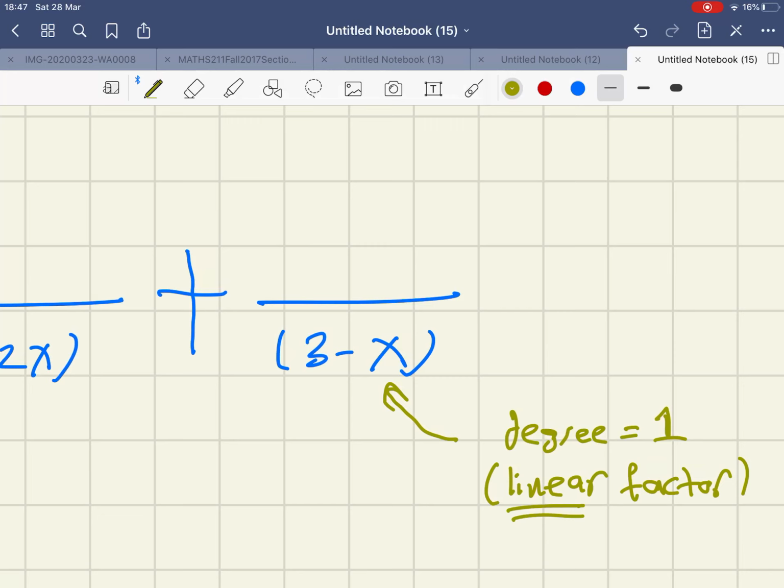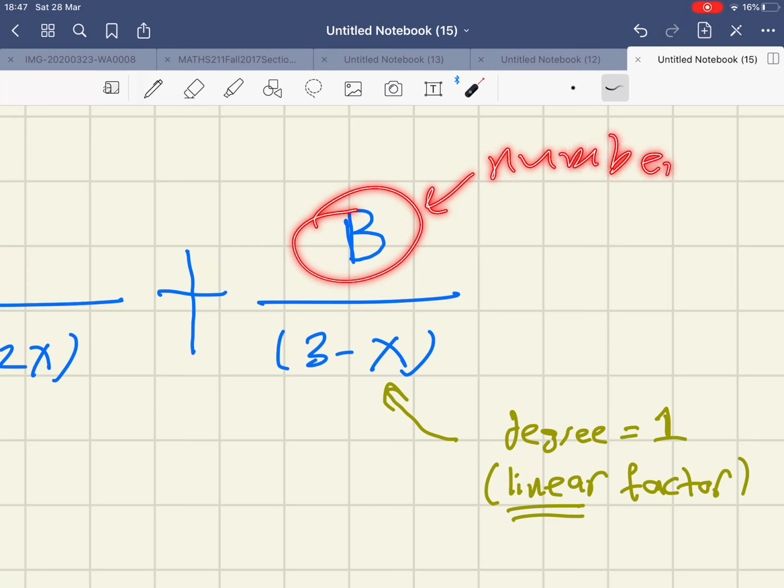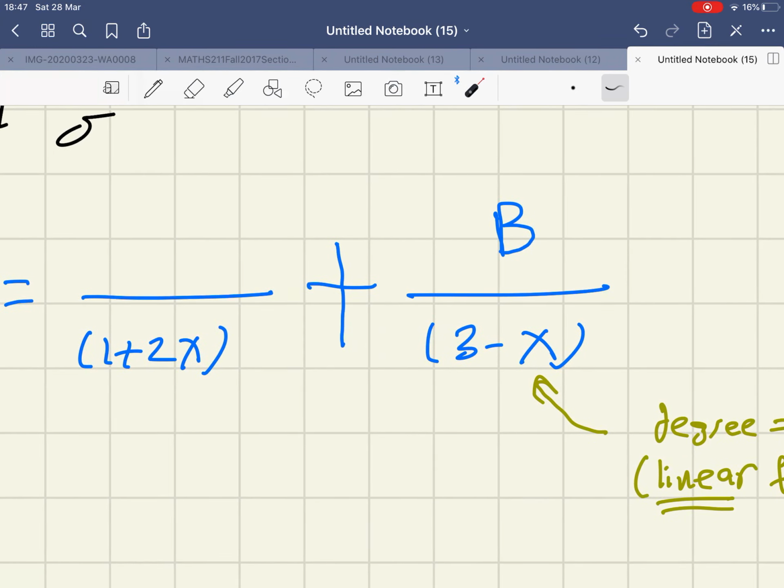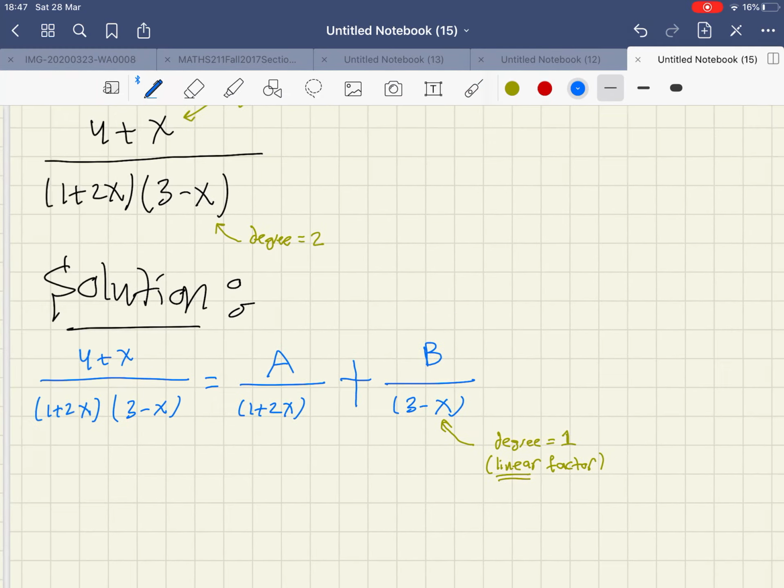If we have a linear factor, all you need to write is just a constant. It will be a number. It has no x. This should be a number. And we will find this number in a minute, but that's what we should get. We should get a number up here. Now, we ask ourselves, what is the degree of this factor? It is 1. So this is a linear factor. For linear factor, again, we put another constant, and I will just call it a. That's the first step.